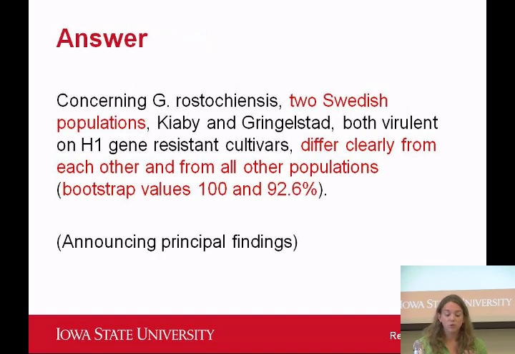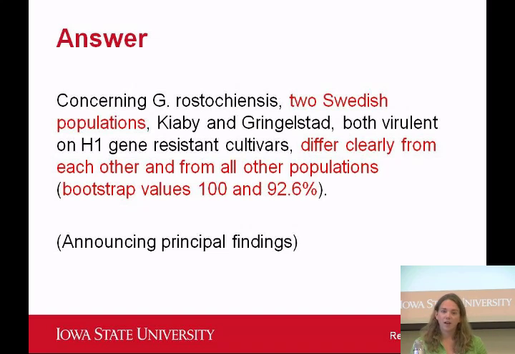They found two Swedish populations, and that these populations differ clearly from each other and from all other populations. So this is a place where they've announced their principal findings, and we can infer that this is something that's very important for us to be understanding for this particular paper, because they've announced it here in the discussion conclusion section.